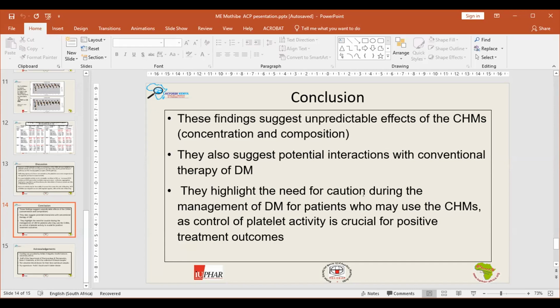The study for me highlighted the importance of knowing and understanding how the various medicinal plants or how the different herbal medicines would affect platelet activities, and how important it is for us to understand the mechanisms by which they exert these effects, because effects on platelets carry lots of implications in health as well as in management of several diseases.